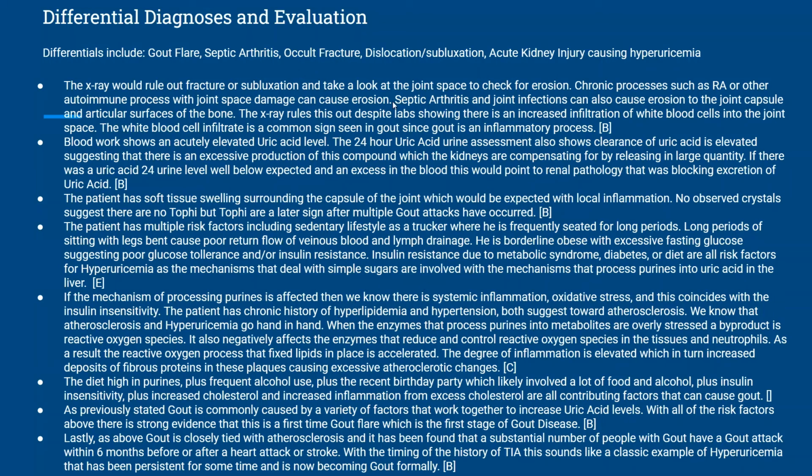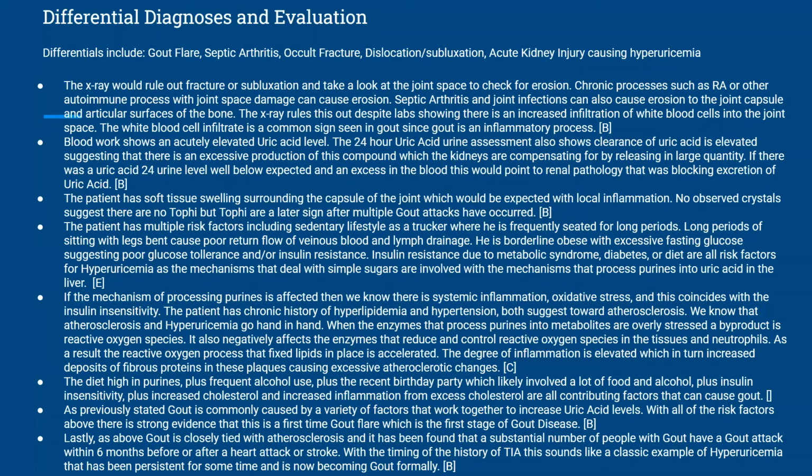So before I got any of those labs or anything, that's the stuff that I was worried about. And I can knock off a lot of the stuff. So I'm not worried about acute kidney injury because his BUN and creatinine look fine. I'm not worried about the occult fracture or dislocation because we saw the X-ray, and the X-ray shows that none of that stuff's going on.